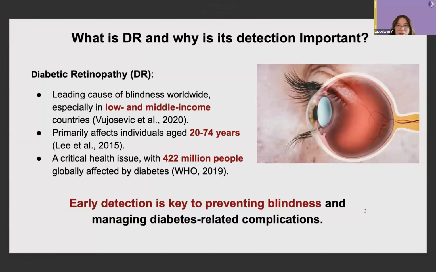Okay. So diabetic retinopathy, or DR, is a serious health issue affecting millions around the world. It is nowadays the leading cause of blindness, especially in low and middle income countries. It generally hits people during their prime working years, between 20 and 74. In 2019, the World Health Organization reported that around 422 million people worldwide are living with diabetes. That puts them at high risk for DR. That's why early detection is very important. Catching it early can prevent blindness and improve the lives of millions. That's the goal of our research. We want to focus on creating effective and accessible screening methods to help address this urgently.